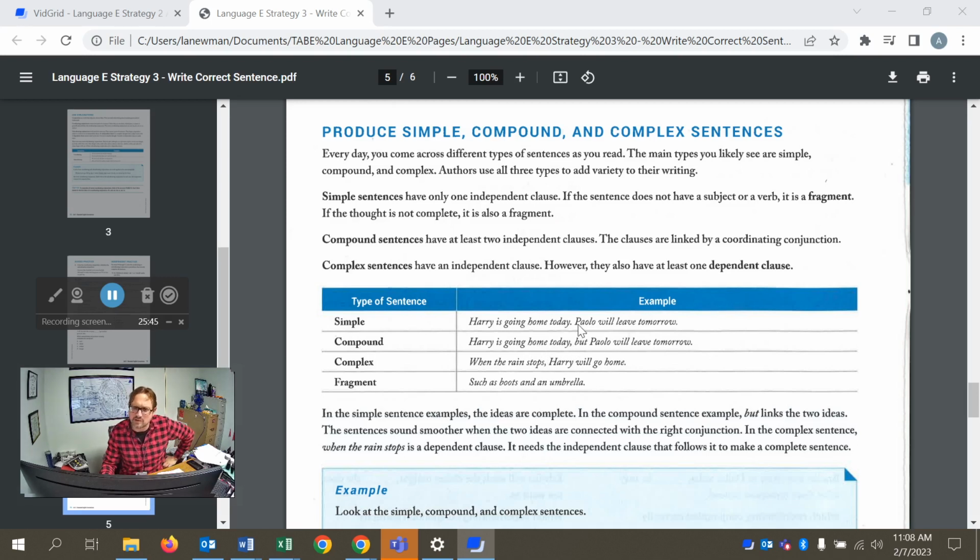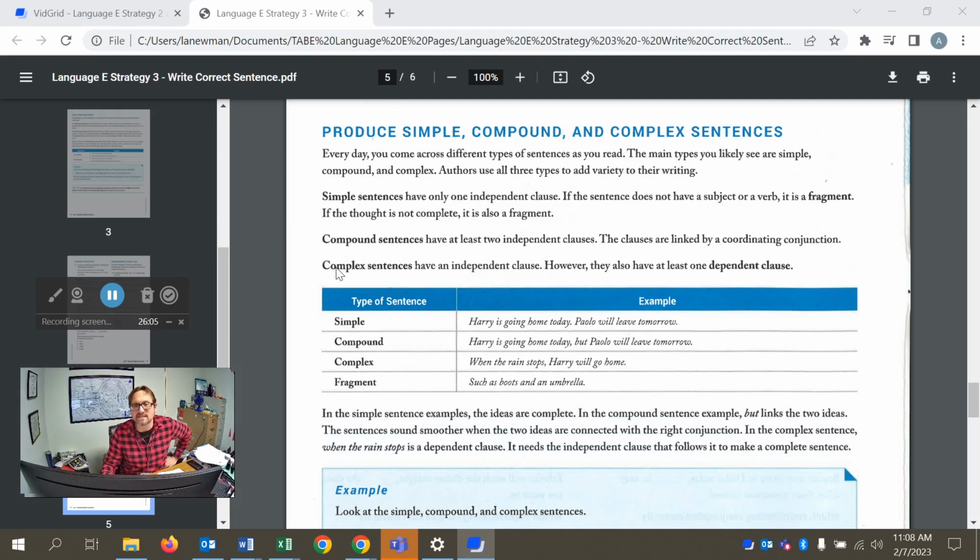So 2 sentences that could stand on their own can come together to make a compound sentence. In the same way, we could break this compound sentence back into 2 simple ones. If we took the comma out, the coordinating conjunction, replaced it with a period, then we'd have 2 sentences again.